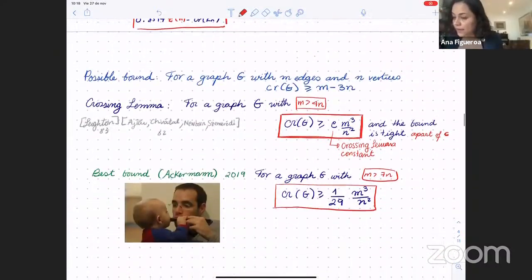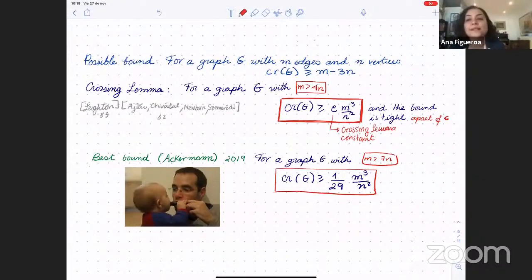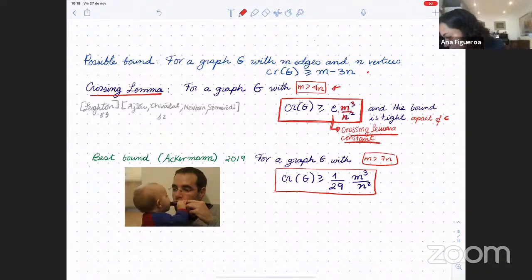Now I want to talk about this crossing lemma that I talked about before. This is a bound on the number of crossings. Well, you have several bounds on the number of crossings in general, but this crossing lemma is for graphs that have enough edges. Let's say that you have more than 4n edges, then you can say that the number of crossings is greater or equal than a constant that we call the crossing lemma constant, times the number of edges to the cube over the number of vertices squared.